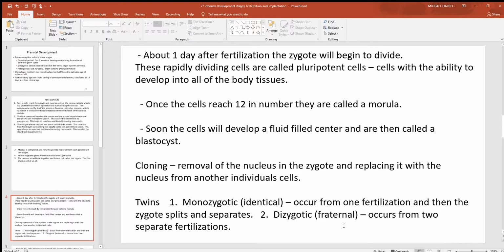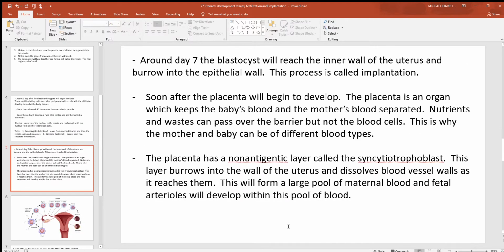Dizygotic or fraternal twins come about from two separate fertilizations. So there were two separate oocytes and two separate sperm cells. These individuals are no more genetically identical than brothers and sisters born years apart. And where the monozygotic must be of the same gender, the dizygotic twins do not.